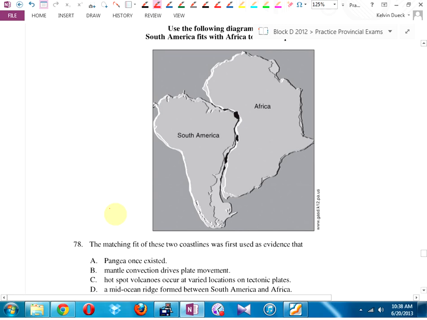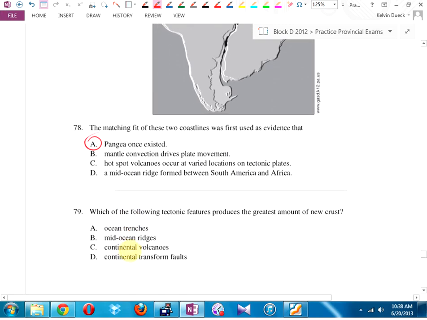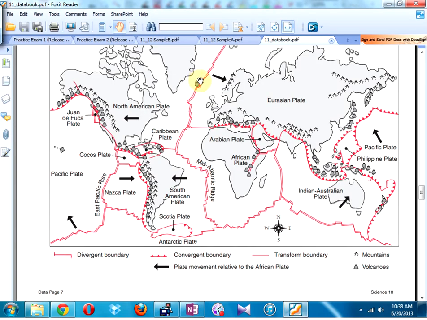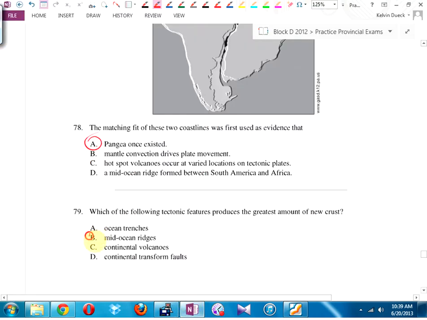What's the answer to number 78? Yep. Which of the following tectonic features produces the greatest amount of new crust? Okay. Sorry, what? Yeah, it's in the middle of the ocean, like right here. This is where lava is bubbling up from underneath, hitting the water, solidifying, pushing out new rock, replacing it with more molten rock from below. That's where new crust is being formed, mid-ocean ridges. Last one. Woohoo!